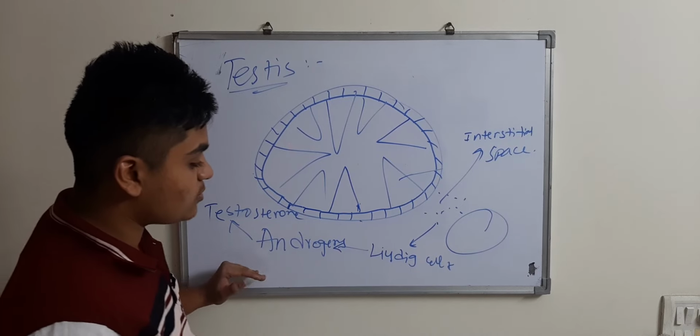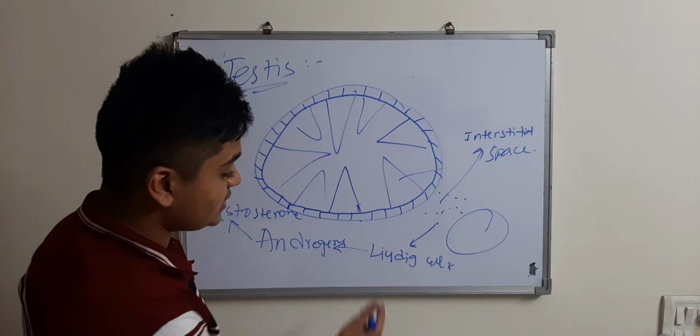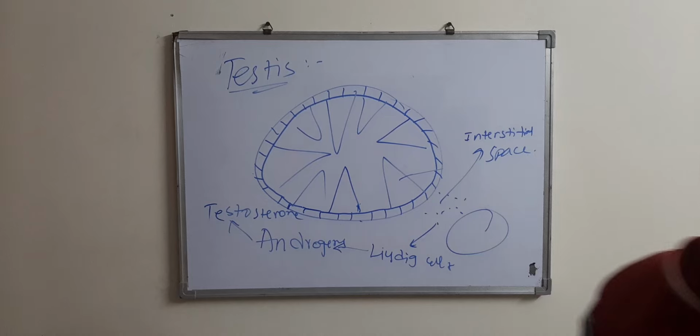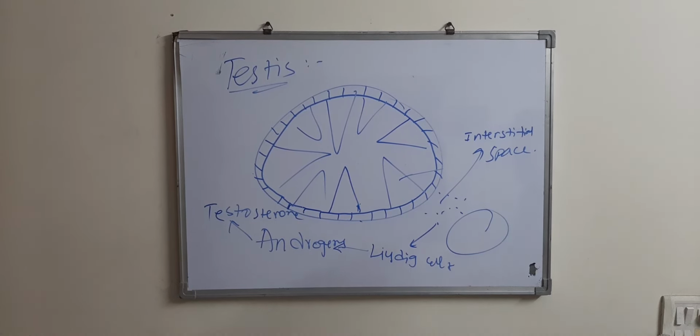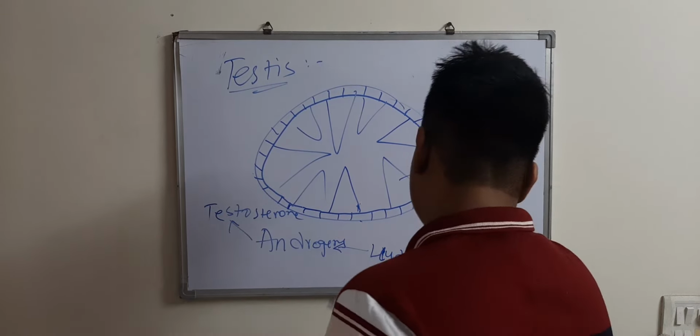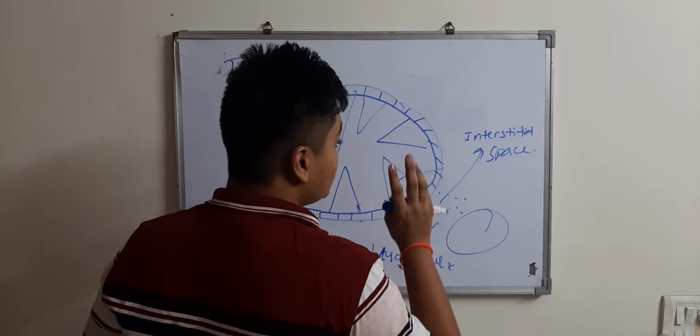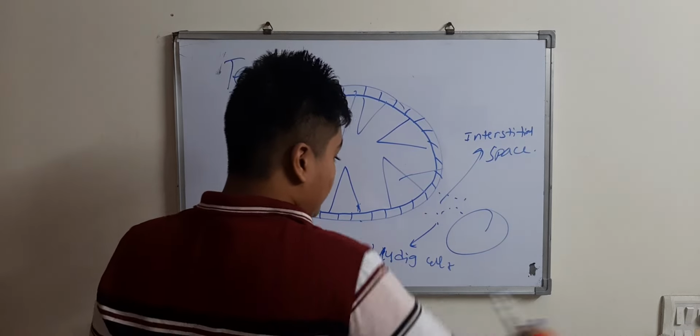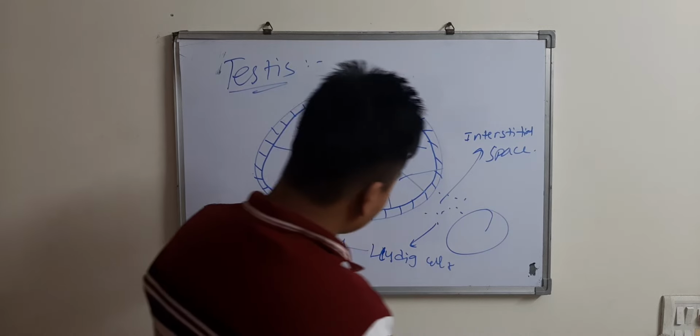Testosterone, male androgen or male sex hormone, is secreted by Leydig cells. Leydig cells produce androgens, which is testosterone in males, and in females I'll be talking about it later. Now you do not get confused.